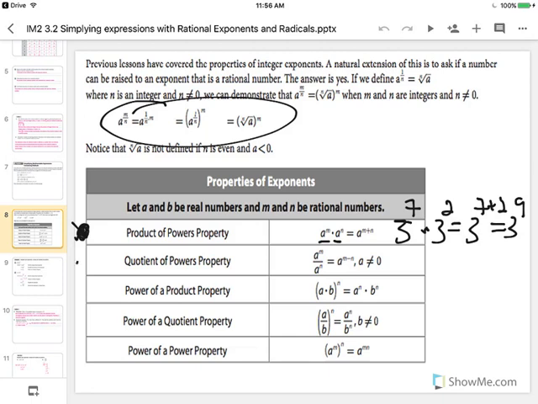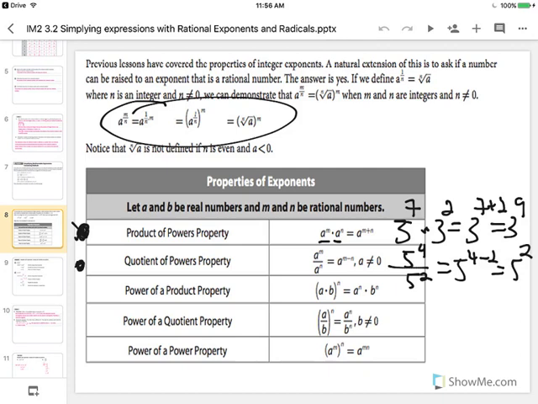Okay? The second one is called the quotient of powers property. a to the m power divided by a to the n is equal to a to the m minus n, where a cannot be 0. Right? So an example for this could be, let's say, 5 to the 4th power divided by 5 to the second, will be 5 to the 4 minus 2, which will give us 5 to the second power.